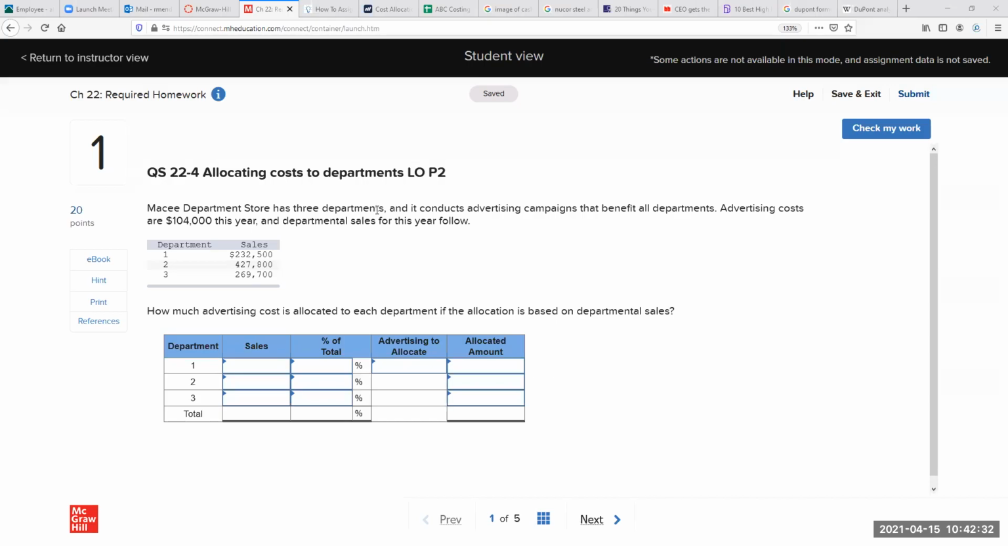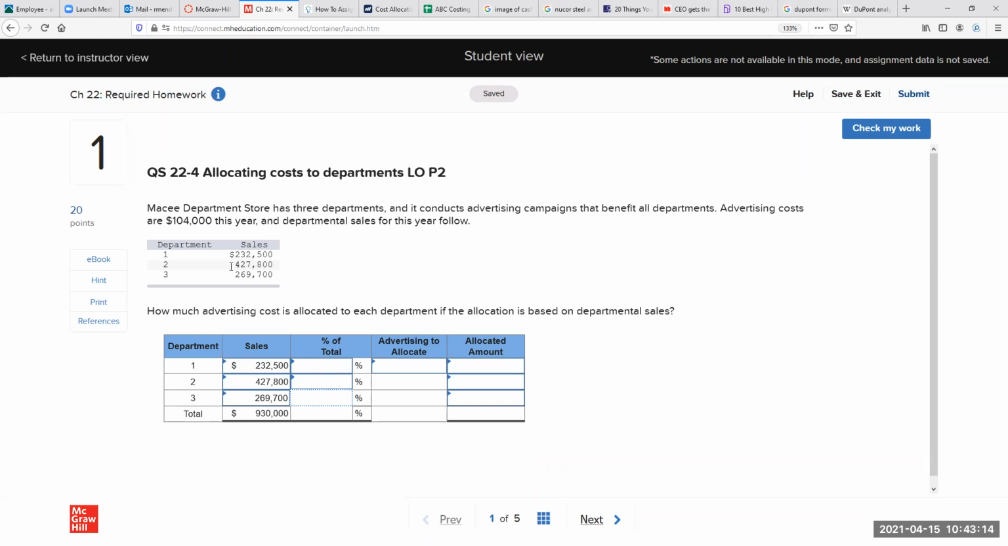All right. So here we're trying to allocate cost to departments. Macy Department Store has 3 departments and conducts advertising that benefits all departments. Advertising costs are $104,000. And how are you going to allocate them? Here are the sales of the 3 departments. Here we're allocating based on sales. So let's enter the sales. Now you have the total sales is 930,000.